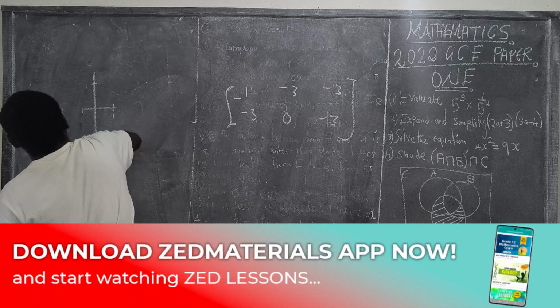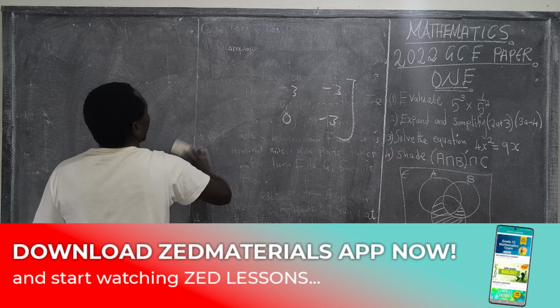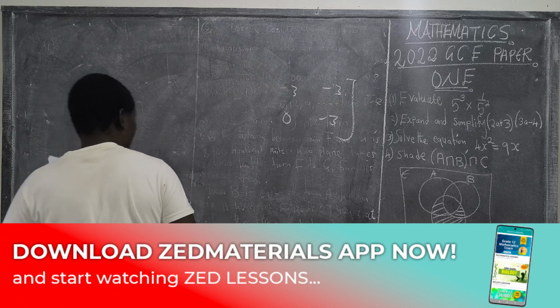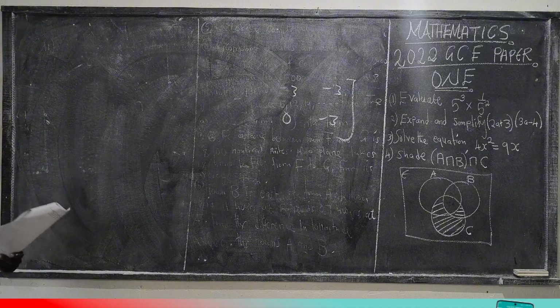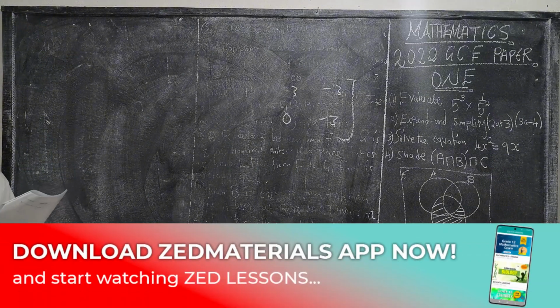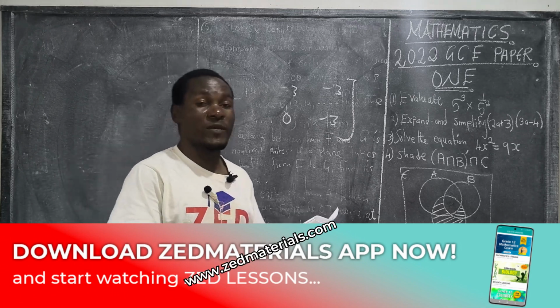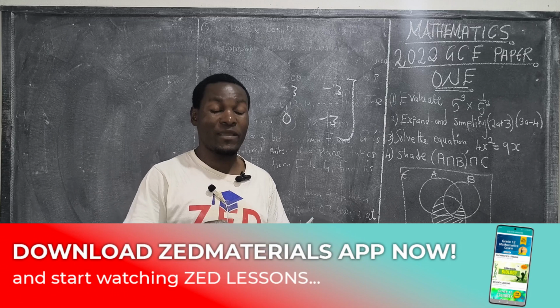So when you go to the Z Material app, guys, these things are very simple because you will understand them. The notes are there on how you can answer these questions. A piece of wood measures 25 centimeters long. Find the upper and lower limits. When you go to the Z Material app, under this one, it is approximation, which is a grade 11 topic, the first topic in grade 11.